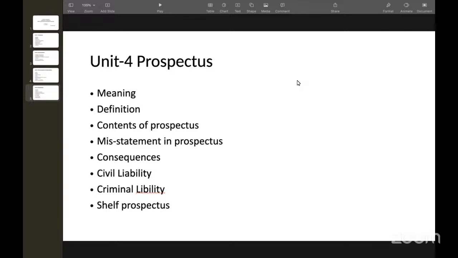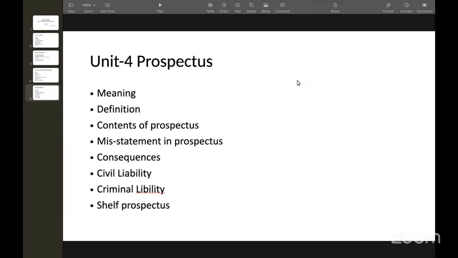Investors' rights are to rescind the contract. Investors can void their agreement to purchase securities based on misrepresentation. Claim for damages: investors can sue for compensation for financial losses incurred due to reliance on false information.